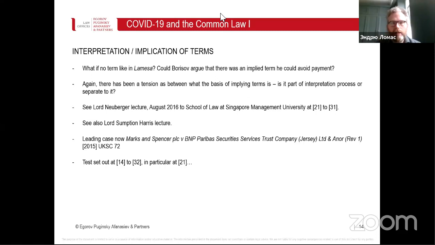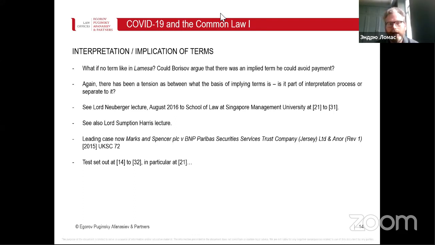Back to the restaurant a moment. What if Mr. Borisov and Mr. Ivanov agreed alone, but there was no term like the term in La Mesa? There was no term saying that there wouldn't be a default if refusing to pay was a legitimate act, something that the debtor could do in order to avoid liability under some legal provision. Could, in those circumstances, Borisov argue that there was an implied term that he would be able to avoid payment? Well, in this regard, again, there has been a tension in the case law as to what the proper approach is.